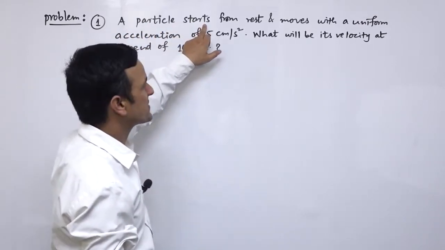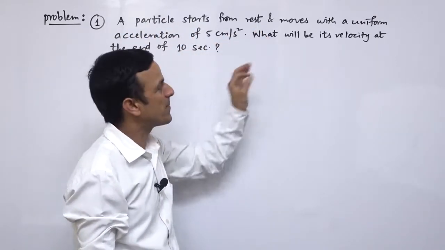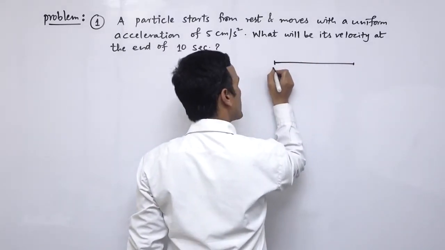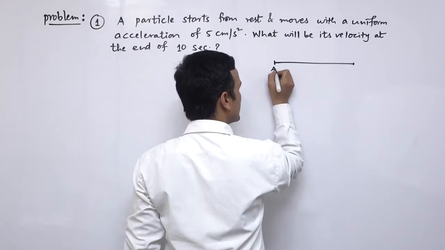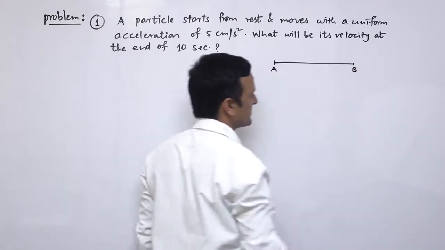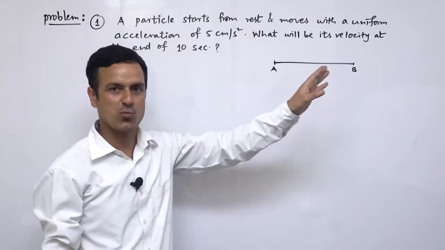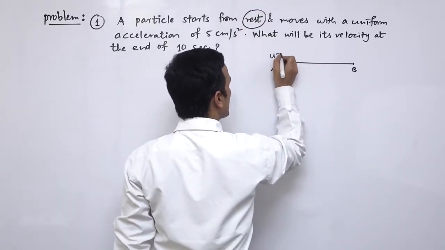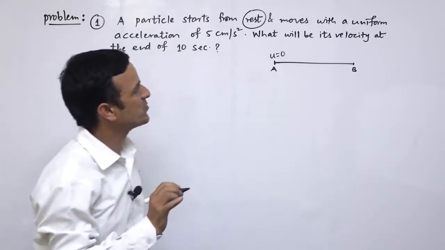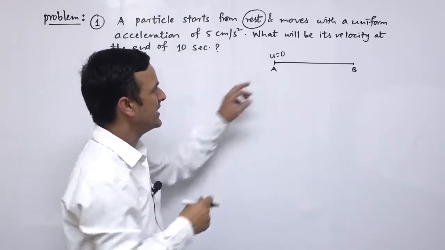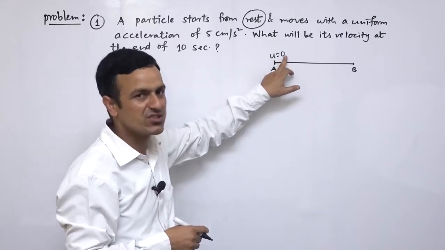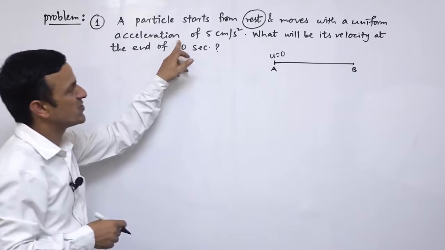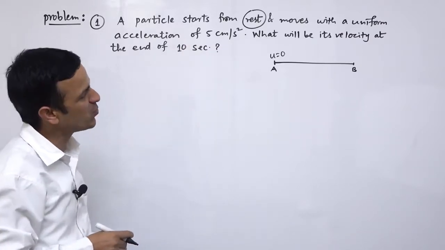A particle starts from rest. Kunai euta particle rest bata start bhacha. Yo rest bhaneko aba hamro yo suppose a bata start bhayo b samma hamro start hamro particle euta straight line ma isko motion cha. The rest bata one bitiki ami u is equal to 0 lekhchau. Kun euta certain point ne rest bata start garne bitike its initial value will be 0 in this case and moves with uniform acceleration of 5 cm per second square.